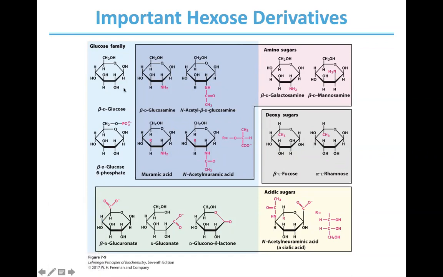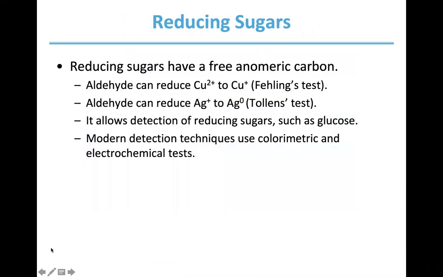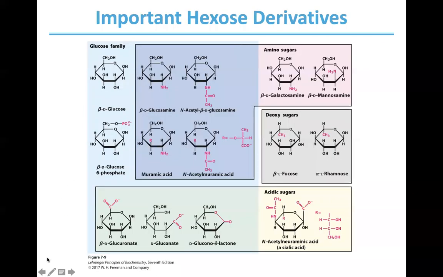All right, glucose family. Let's just briefly overview the monosaccharides from the glucose family. So this is a beta D glucose. So beta D glucose, remember what beta stands for, remember what D stands for.